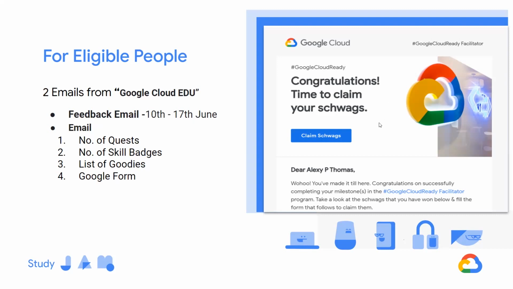In that email, it will contain the total number of quizzes and skill badges you completed and the list of goodies you will be getting. It also contains a Google form, and you need to fill this Google form. And to mention, we all know that we are facing a pandemic situation, so the time to reach the goodies will be more.